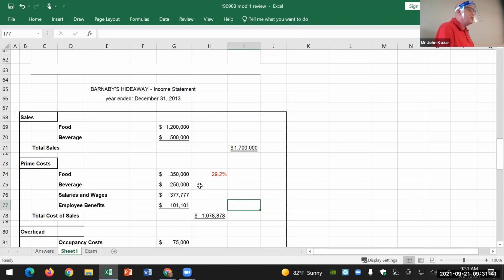Beverage costs. Can anybody tell me beverage cost percentage without using a calculator? 50%. It's $250,000 divided by $500,000. So that's 50%. And because of the way this is laid out, I can just copy that down, and it does the same calculations, dividing the 250 by 500. Okay, labor cost percent. It's going to be salaries, wages, and benefits added together.